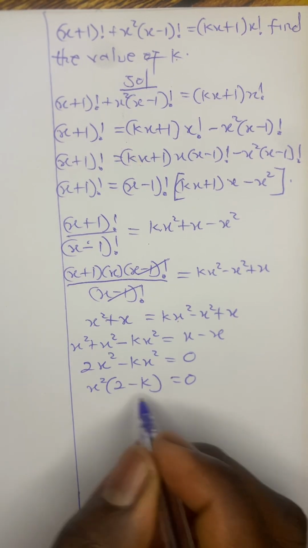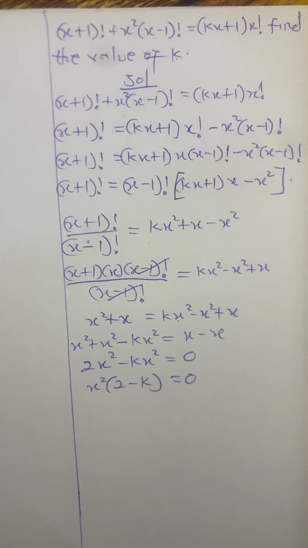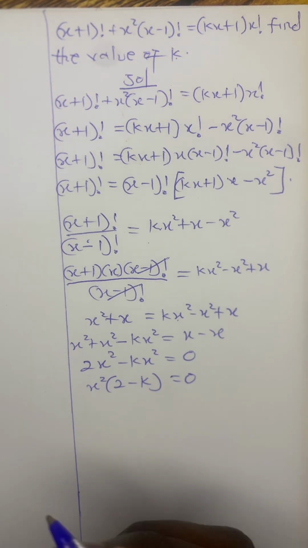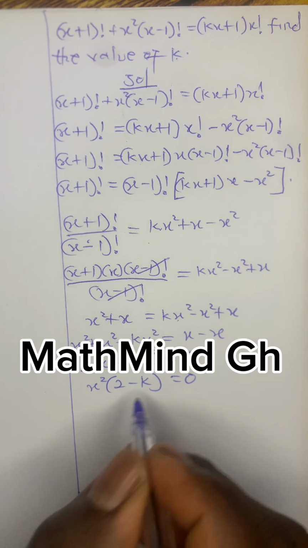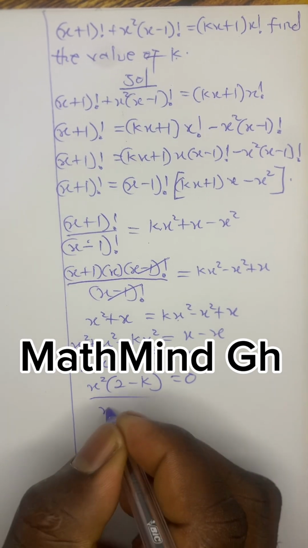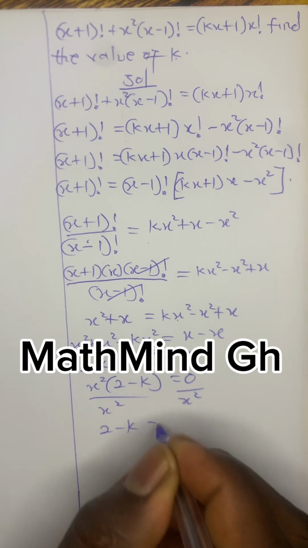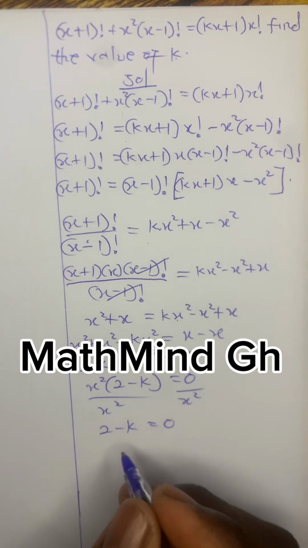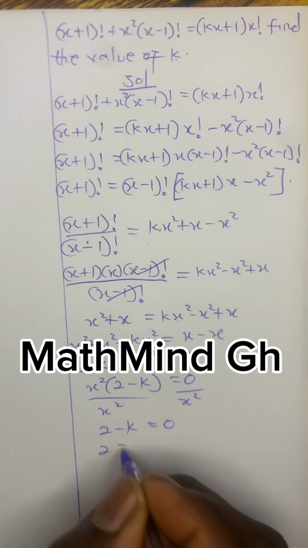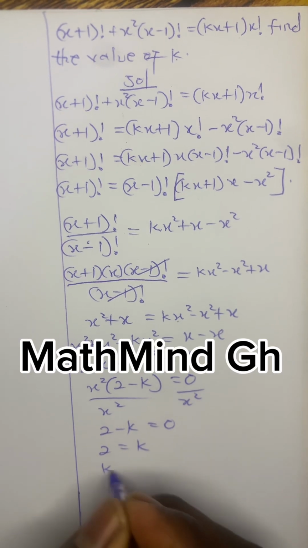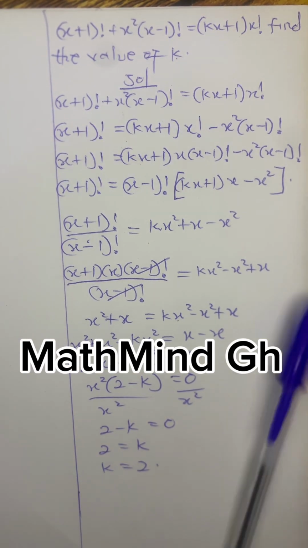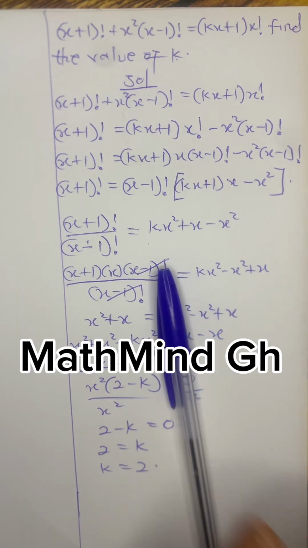I can divide through by x², or find the multiplicative identity for the term within the bracket by dividing through by x². 2 minus k is equal to 0, which would imply that 2 is equal to k, or k is equal to 2. So this is how we solve for this particular question.